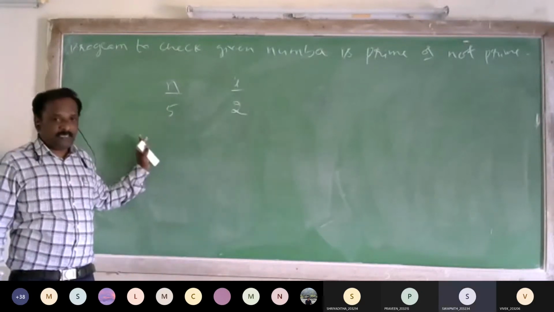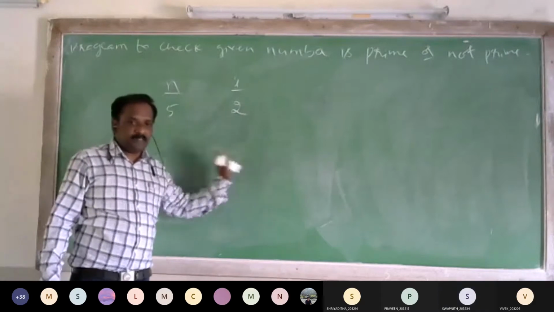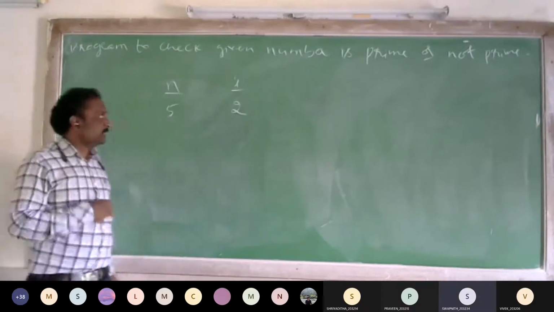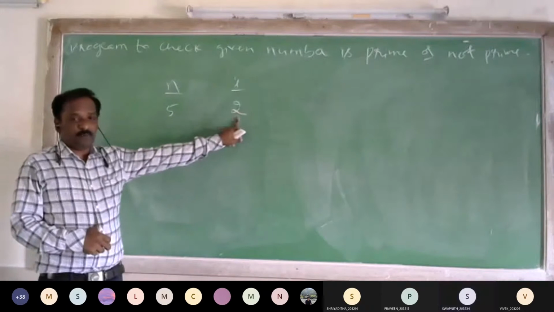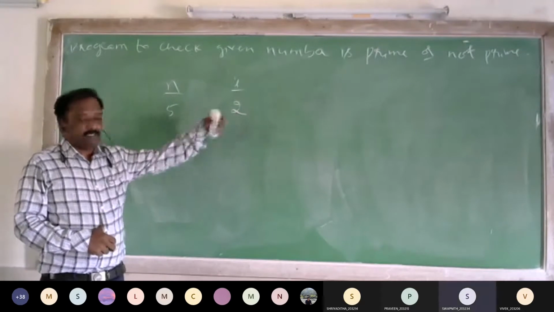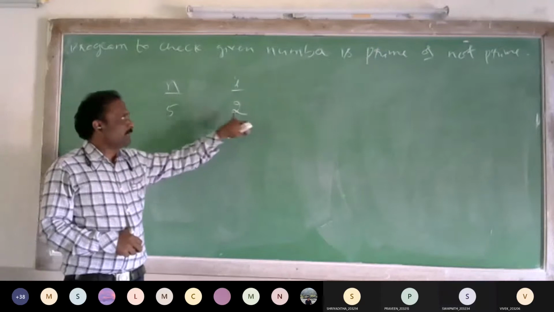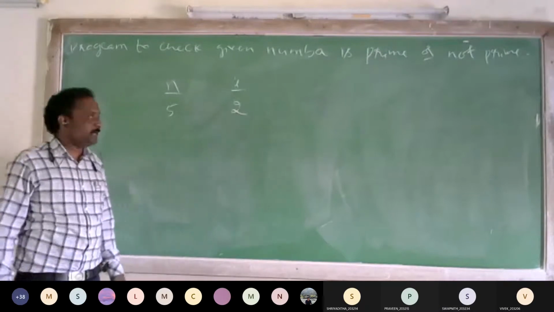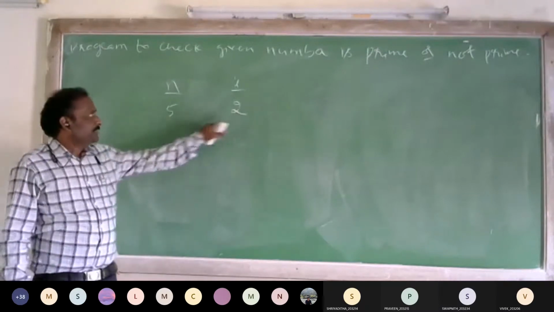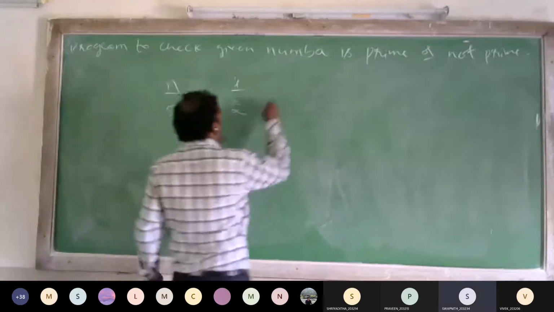What is a prime number? A number which is divisible only by 1 and itself is called a prime number. Anyway, all the numbers are divisible by 1, so I will not start with 1. I will start with 2. Now, is 5 divisible by 2?